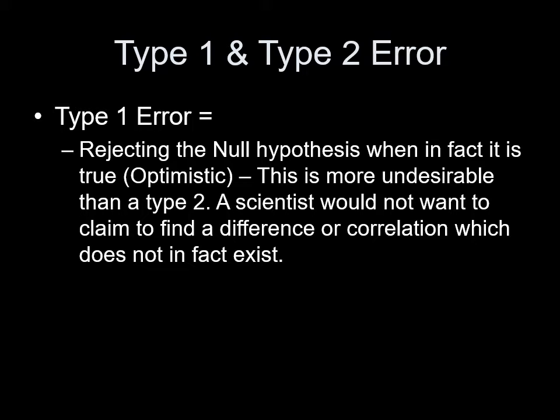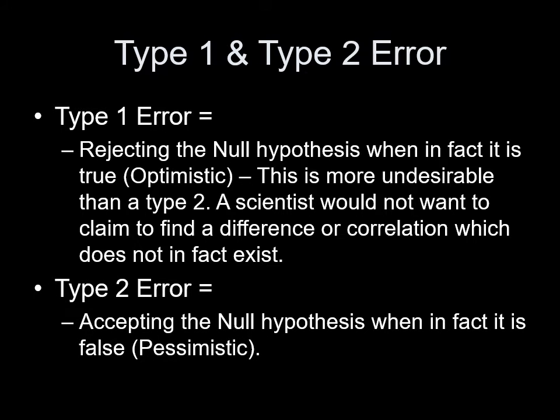So it would try to avoid type 1 errors. The type 2 error is the other way around. So that's where you accept the null hypothesis when in fact it's false. So you have found a meaningful impact of the IV on the DV, but you make the mistake of saying there isn't a meaningful impact of the IV on the DV. So you're being overly pessimistic.